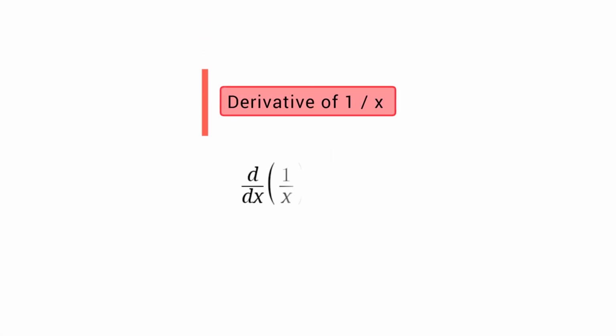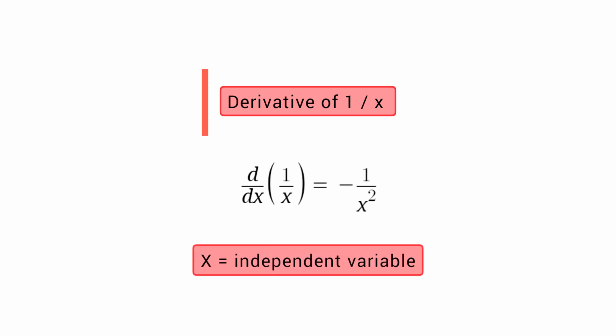Finally, taking the ratio of the functional change to the change in the independent variable will give the derivative of the function 1 over x as minus 1 over x squared.